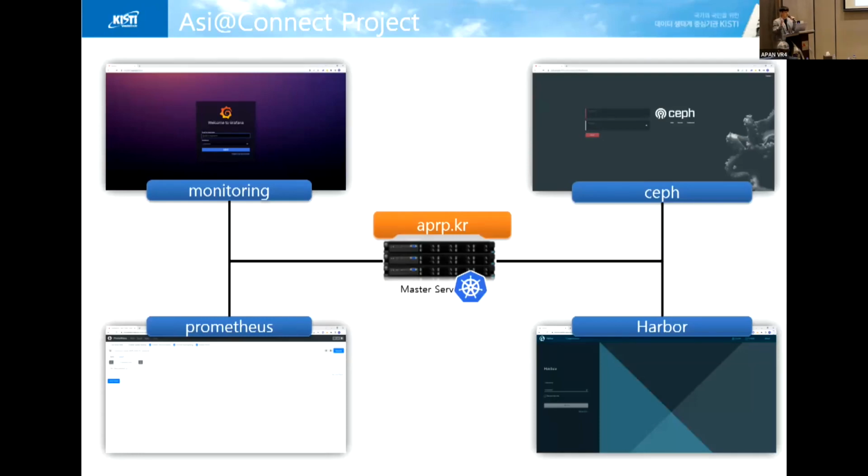Server construction for the Asia Connect project platform is almost completed, installed in Pakistan. Using the APRP.kr domain, the platform open sources are installed, and the orchestrator and WebUI are configured. Currently, most open source is installed and the dashboard is configured.